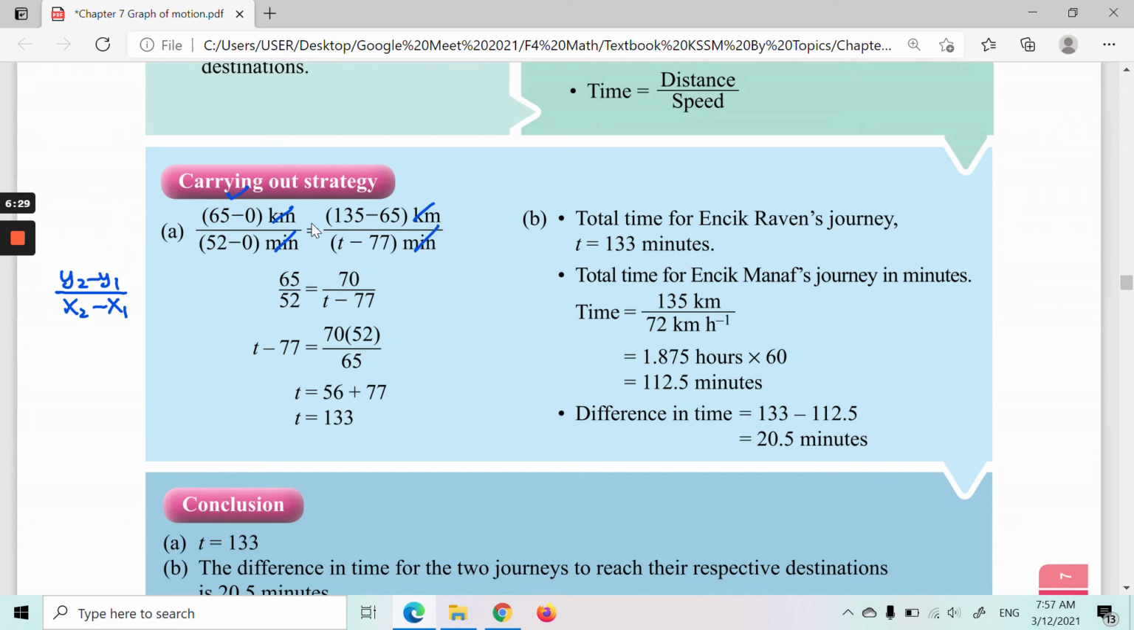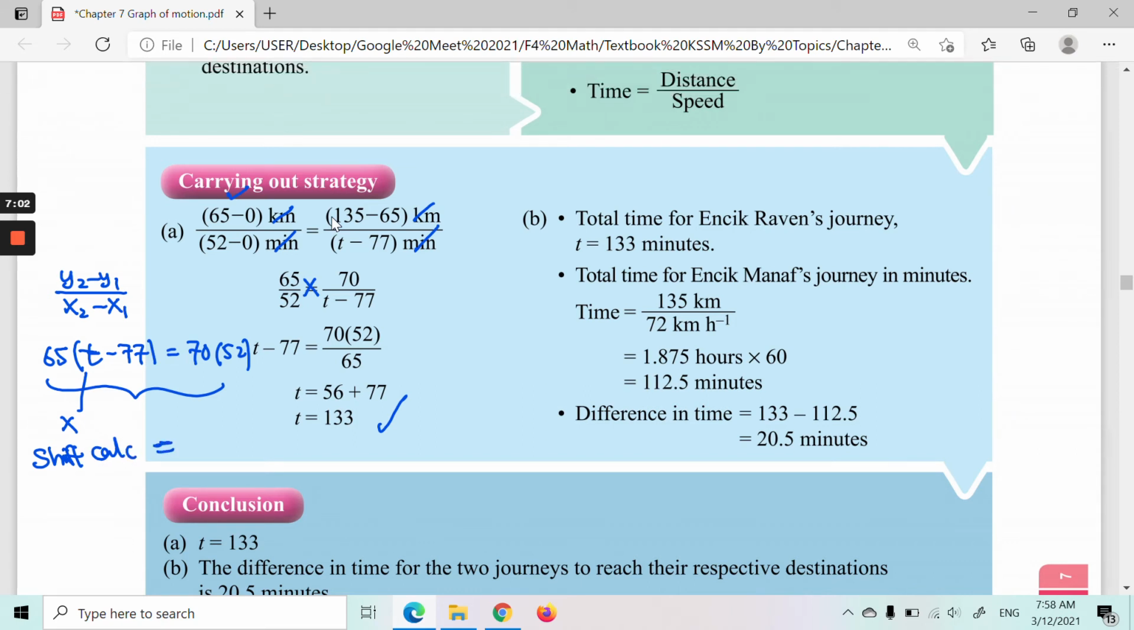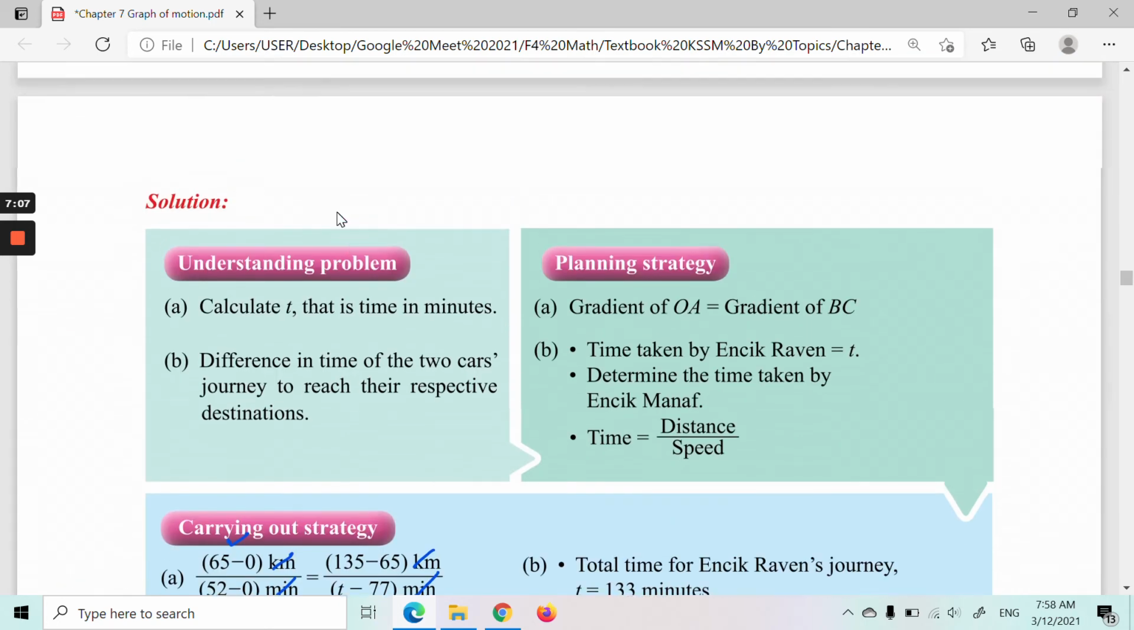Then next what you need to do is just cross multiply, simplify, and get T equals to 133. Okay, to make sure your answer is correct, my suggestion is you can key in the calculator like this. You can key in 65, cross multiply, becomes T minus 77 equals to 70 multiplied by 52. So you can key in this equation exactly the same, make the T become X. After that you press Shift, Calculate, equal. This equal at the bottom is to double check whether the answer that you get is correct or not. The answer is 133. So question A is already done.